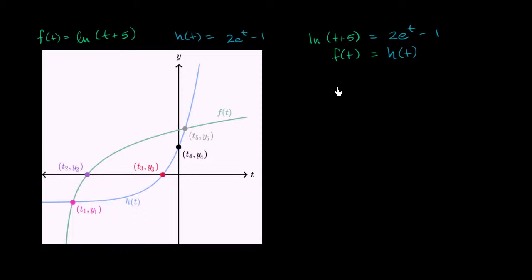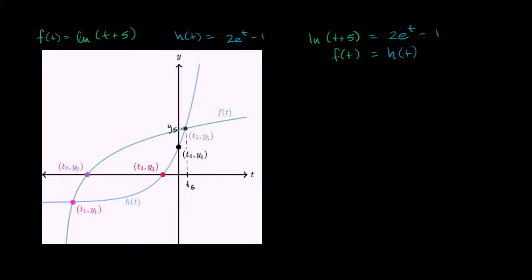So if you input the same t into both of them, and you get the same output out of both of them, that would correspond to the same point. So we're essentially saying, where do these two functions intersect each other? And we see that they intersect each other in two places. There's this place over here, where the coordinate is t sub 5 comma y sub 5. So you input t sub 5, so this is t sub 5 right over here. You input t sub 5 into either function, and you're going to get y sub 5.